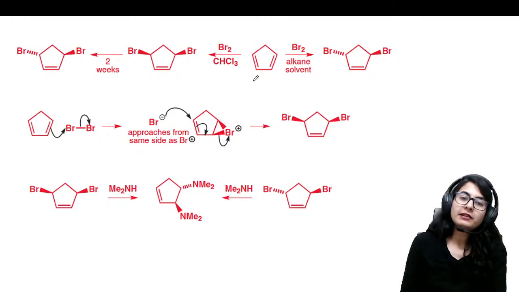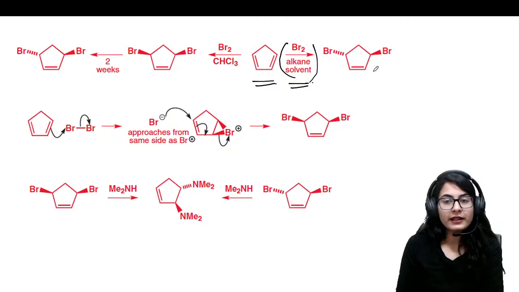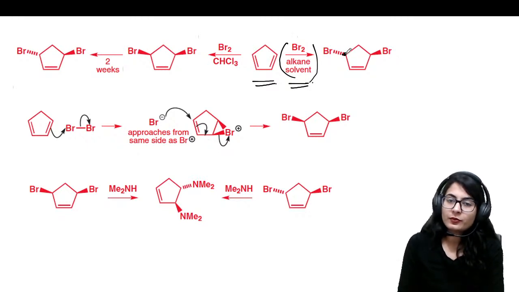ये देखो, अगर हमने लिया सेम diene ले लिया है, Br2 alkane solvent, simple alkane solvent में I am getting the same trans the 1,4 addition product जो पीछे हमने देखा था, but here you are getting it trans.